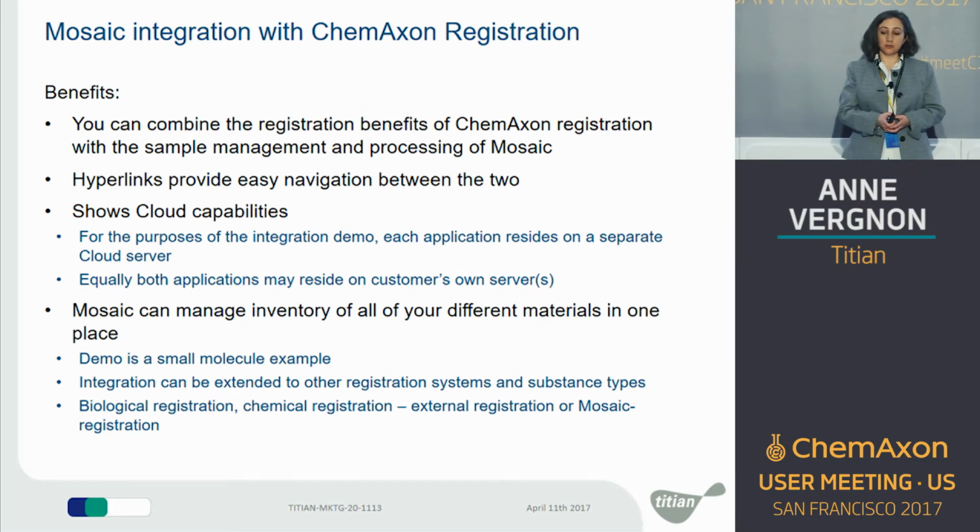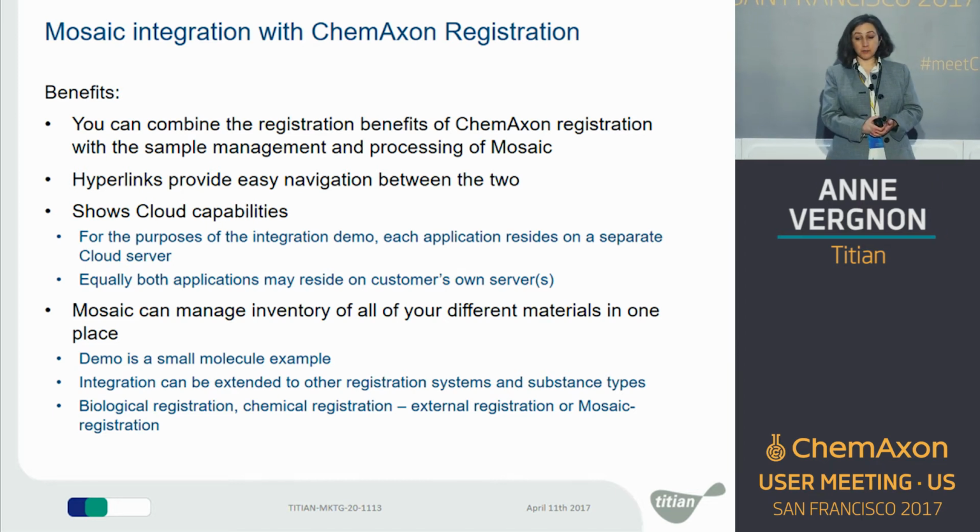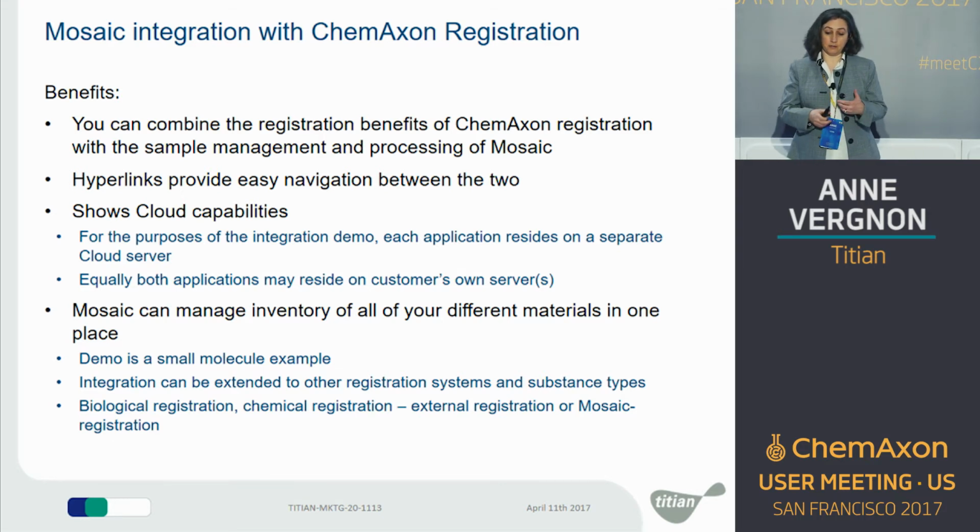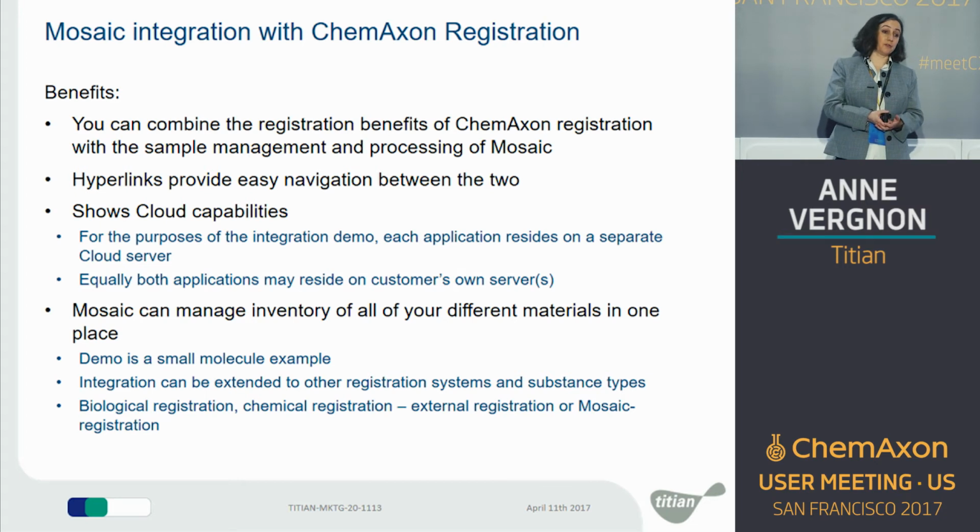So going back to the benefits of this Mosaic integration with ChemAxon registration, you can combine the best of both worlds. You have all the powers of the ChemAxon registration, and then you have a very streamlined and very developed product for your sample management. Both of them are very well integrated. You can go back and forth between the two applications very seamlessly.